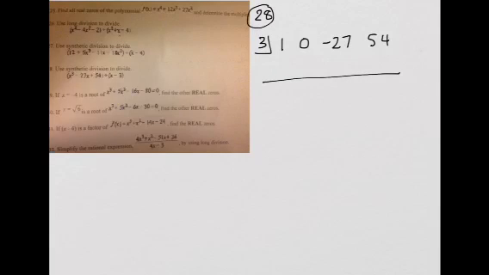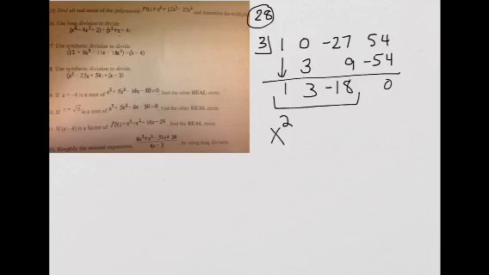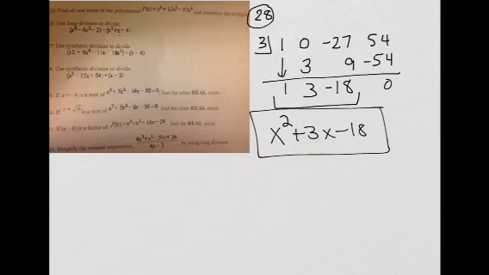Alright, so for number 28, we have to add a placeholder there because notice in the dividend there is no x squared. This is the x cubed, the negative 27x, and the 54 constant. Okay? So you always have to have placeholders if you're missing one of the powers, one of the terms. So again, you bring down the 1. 1 times 3 is 3. You add, you get a 3. 3 times 3 is 9. And then this is negative, what, 18? And then this is negative 54. And so you get 0. So this one is x squared plus 3x minus 18. And that's the quotient.